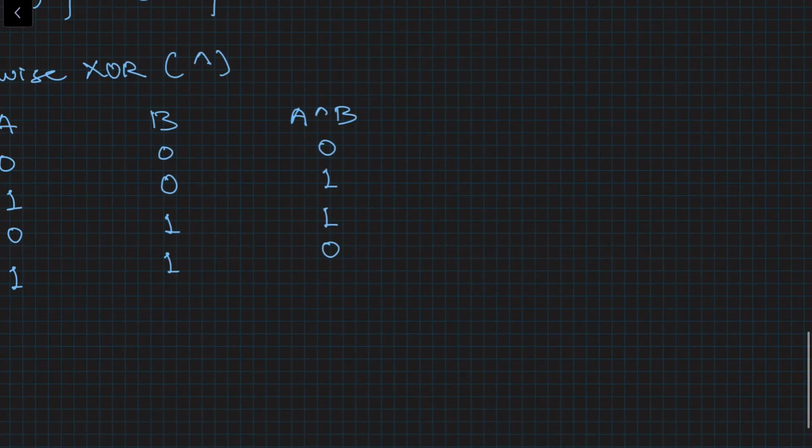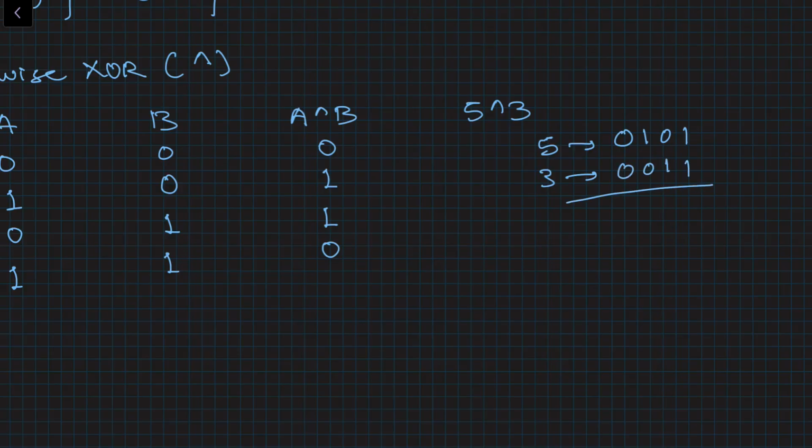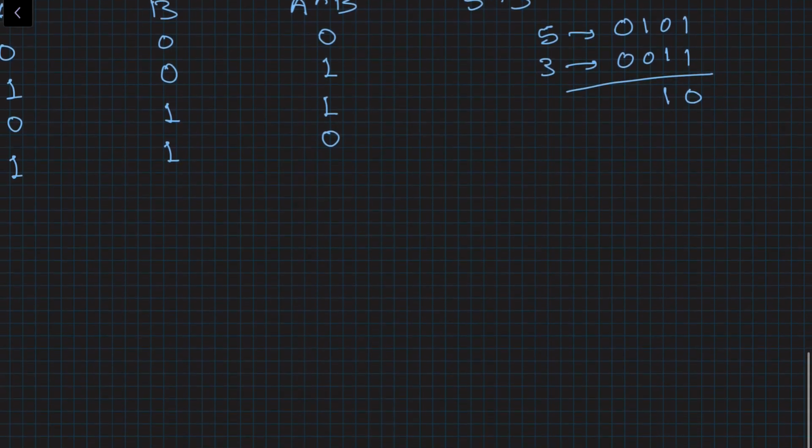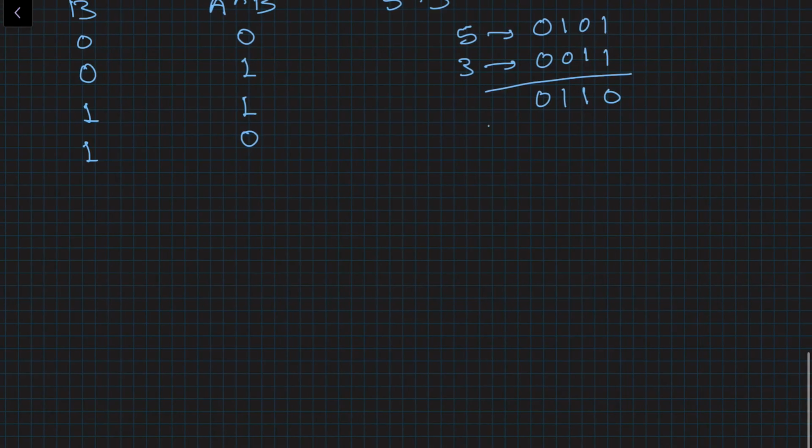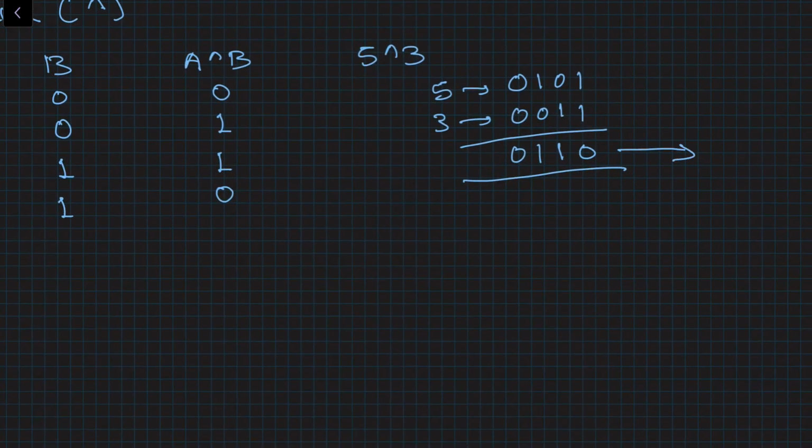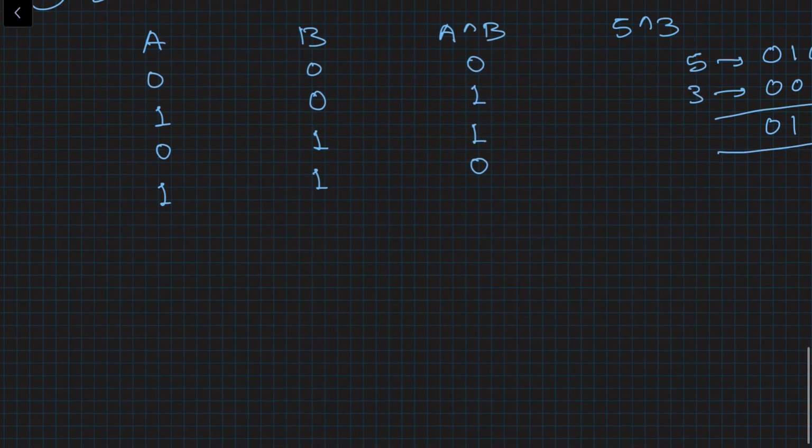Let's understand with the same example, 5 XOR 3. So 5 is represented as 0 1 0 1, 3 is represented as 0 0 1 1. If both bits are the same, it is going to return us 0. If the bits are different, it is going to return us 1. Both bits are different, it is going to return us 1. If both bits are the same, it is going to return us 0. So this is the output, and if we convert it into decimal form, it is going to give us 6. I hope you understood bitwise XOR.